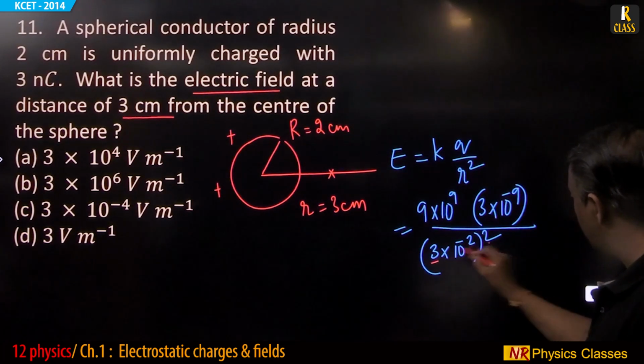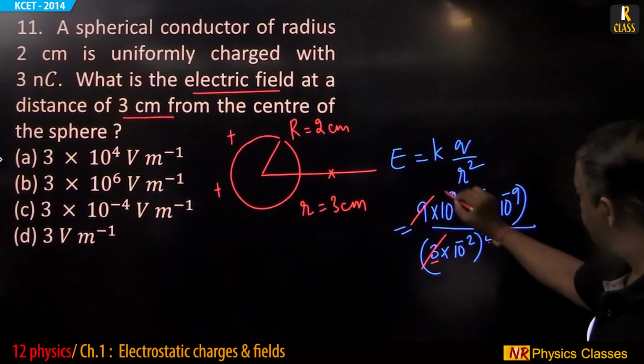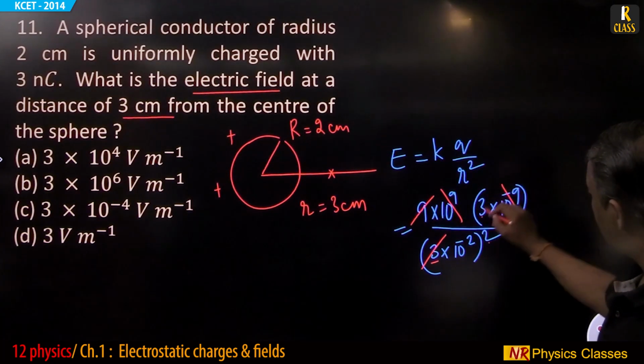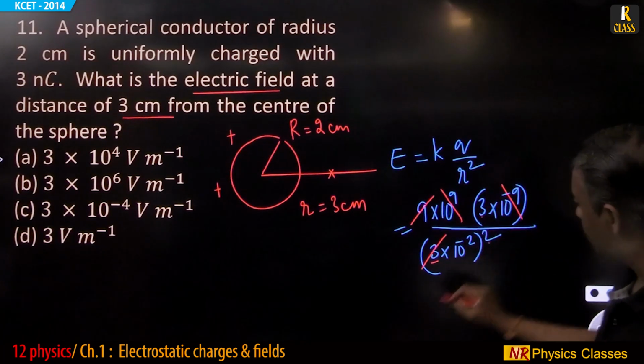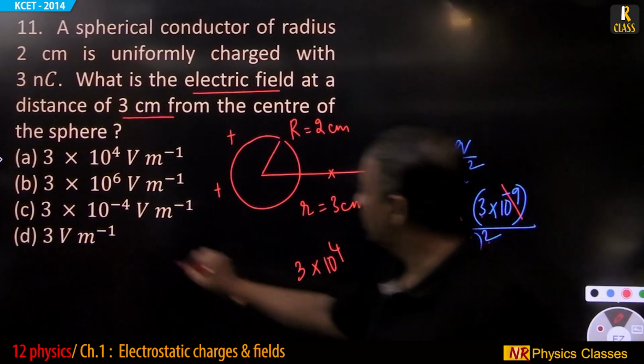3 square 9. This 9 cancels with this 9. Remaining is 3. 10 power 9, 10 power -9 gone. 3 -2 square is -4, goes to numerator. 3 10 to the power of 4.